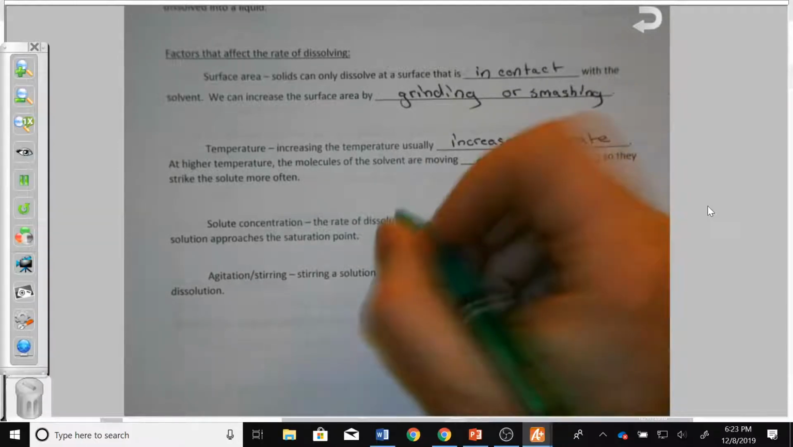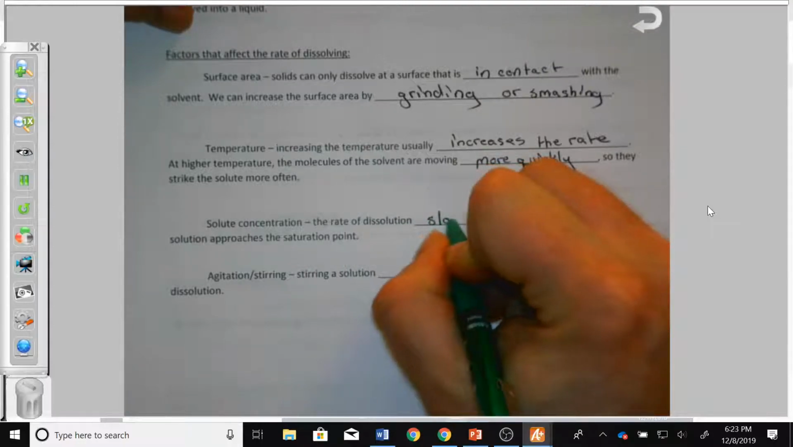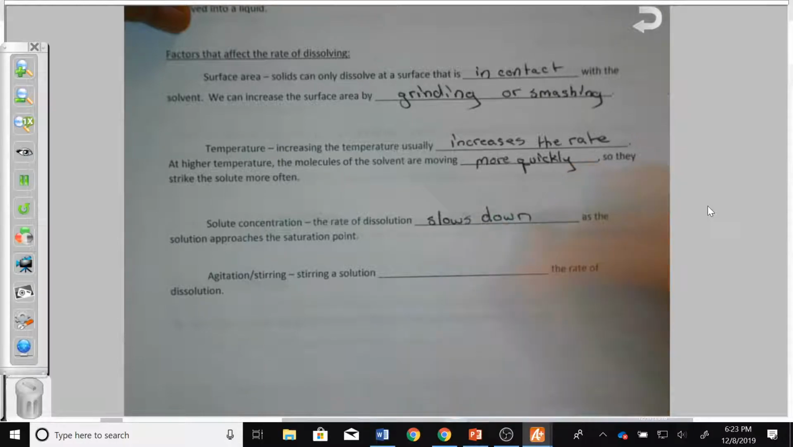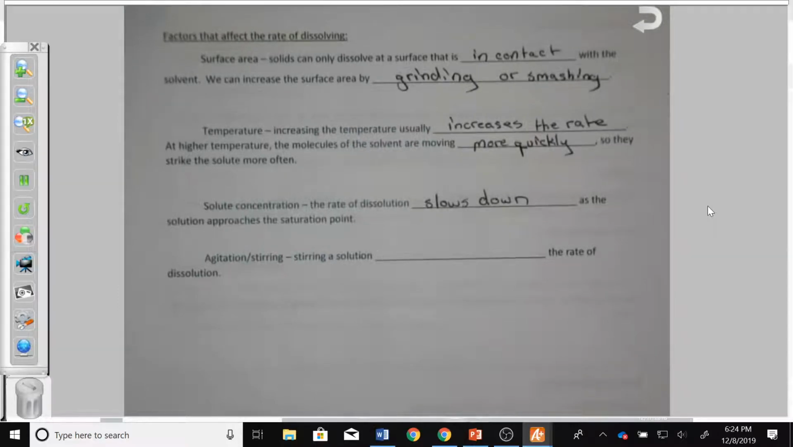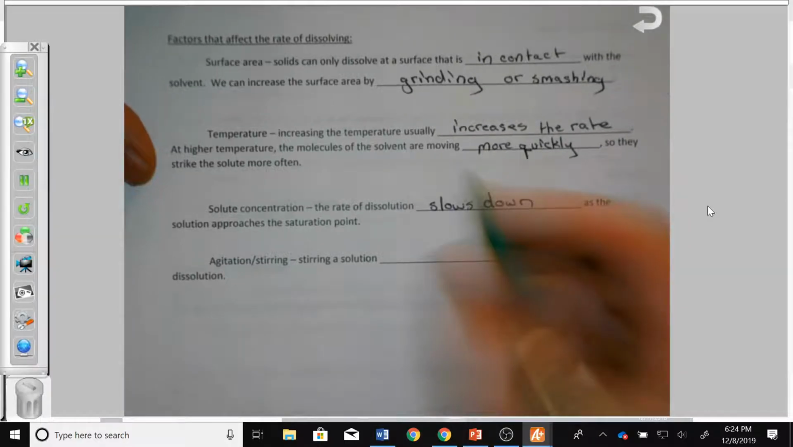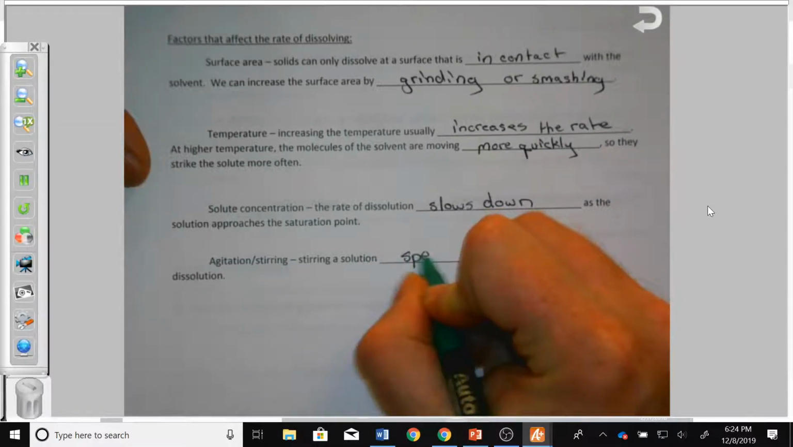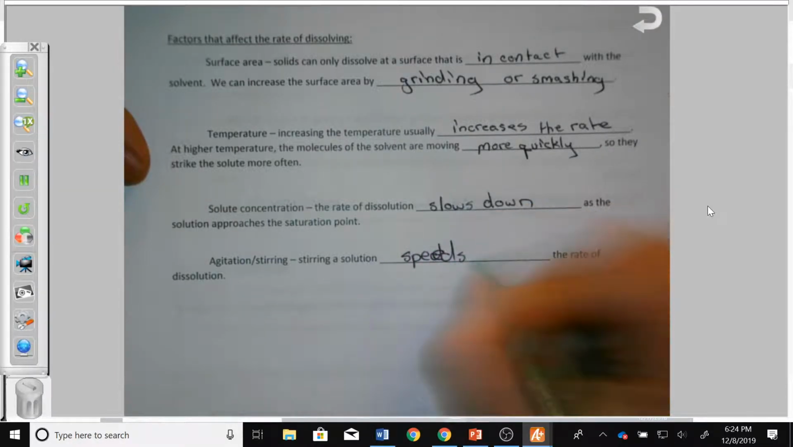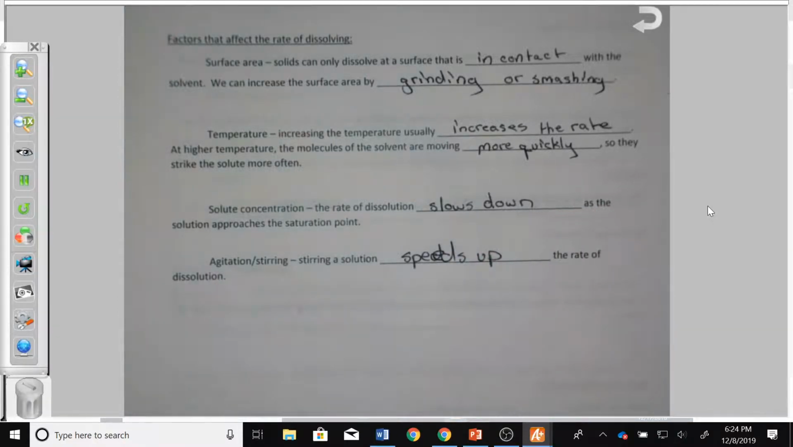The solute concentration is important. The rate of dissolution slows down as the solution approaches the saturation point. And finally, we all know this, again, from making Kool-Aid or something similar, that stirring a solution speeds up the rate of dissolution. If we want to get our sugar into our Kool-Aid faster, we stir it.